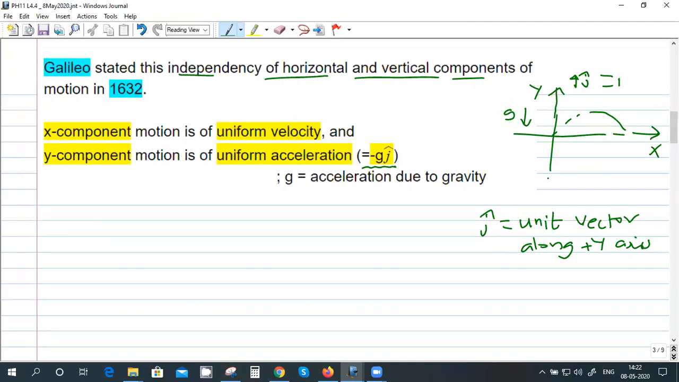If you take a vector A, the vector minus A direction is opposite of A. So j cap is a unit vector denoting the direction of upwards. But since g is downwards, I can use minus j cap. Minus j cap is a vector which is downwards. So the acceleration is minus g j cap. Is that clear? Magnitude is g and the direction is minus j. So the vertical component motion is a uniform acceleration motion. The horizontal motion is a uniform velocity motion.